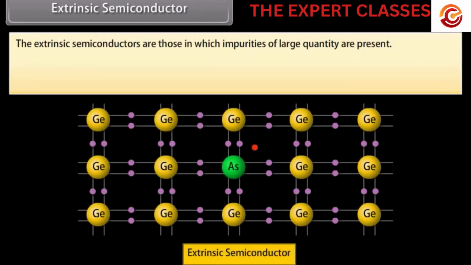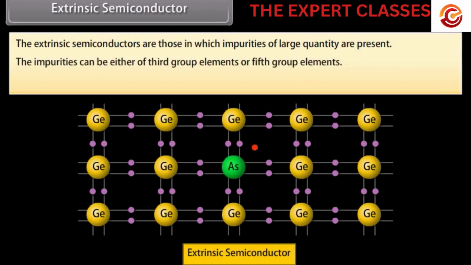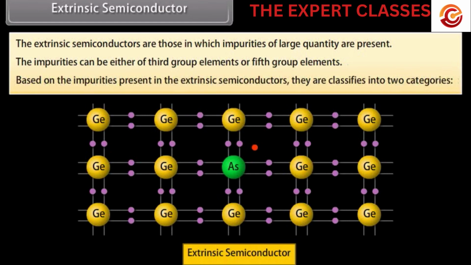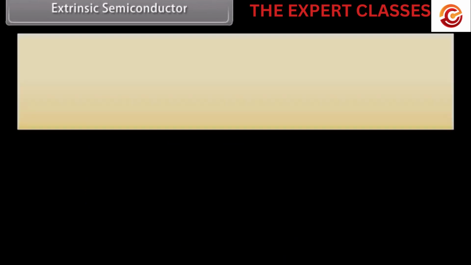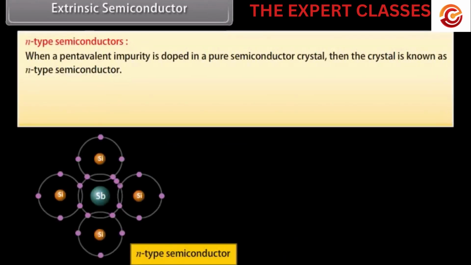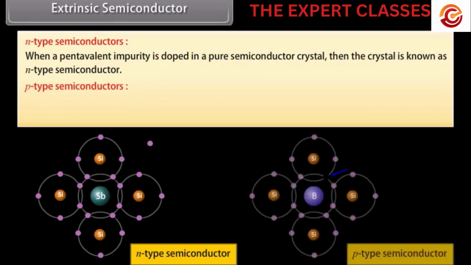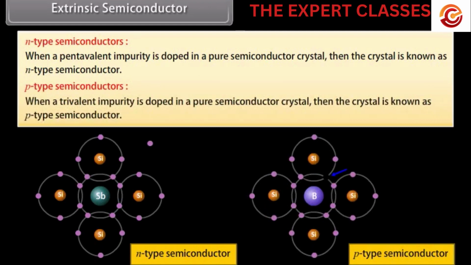Extrinsic semiconductor. The extrinsic semiconductors are those in which impurities of large quantity are present. The impurities can be either of third group elements or fifth group elements. Based on the impurities present in the extrinsic semiconductors, they are classified into 2 categories. N-type semiconductors. When a pentavalent impurity is doped in a pure semiconductor crystal, then the crystal is known as N-type semiconductor. P-type semiconductor. When a trivalent impurity is doped in a pure semiconductor crystal, then the crystal is known as P-type semiconductor.